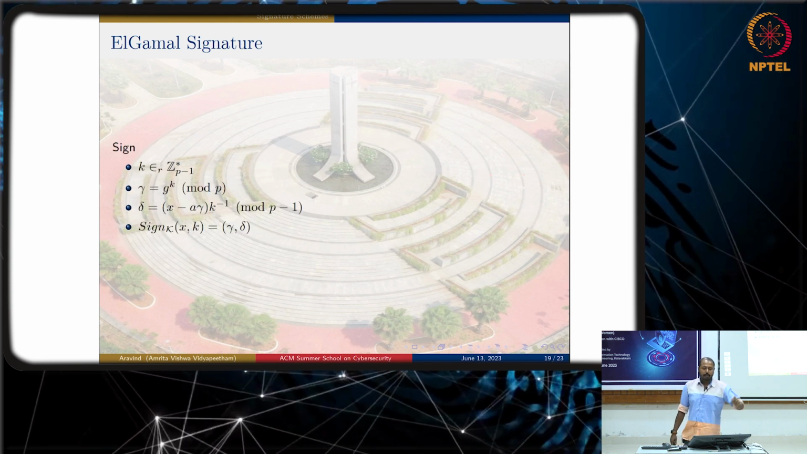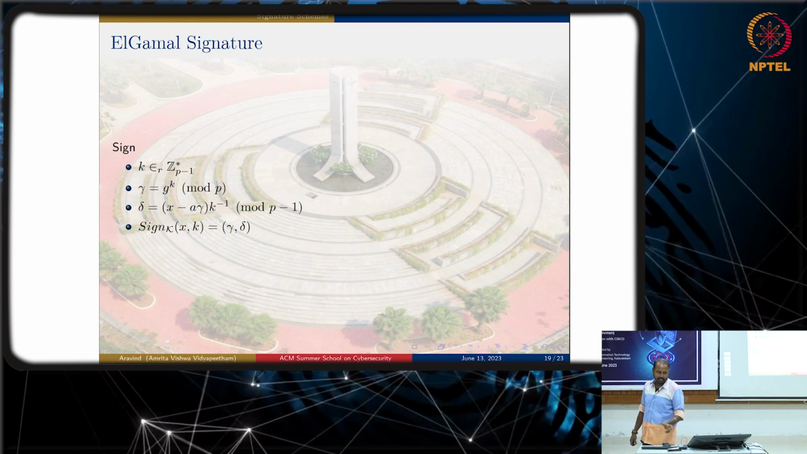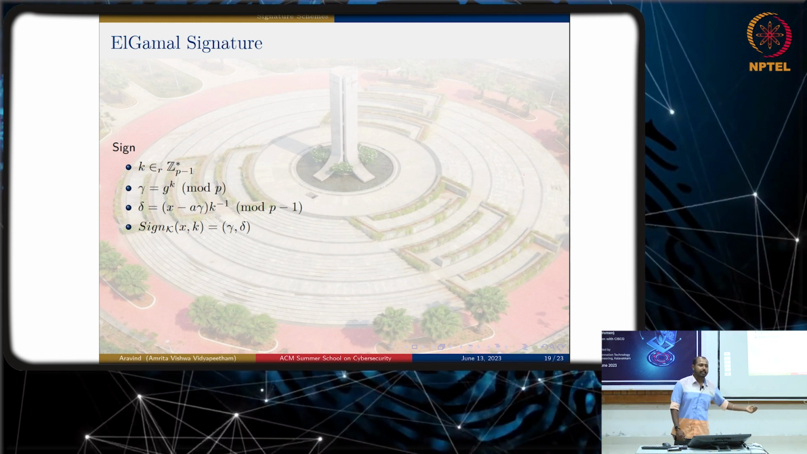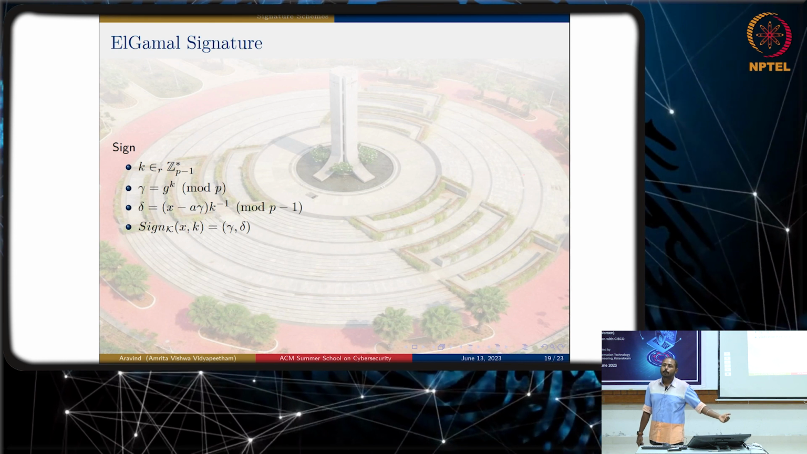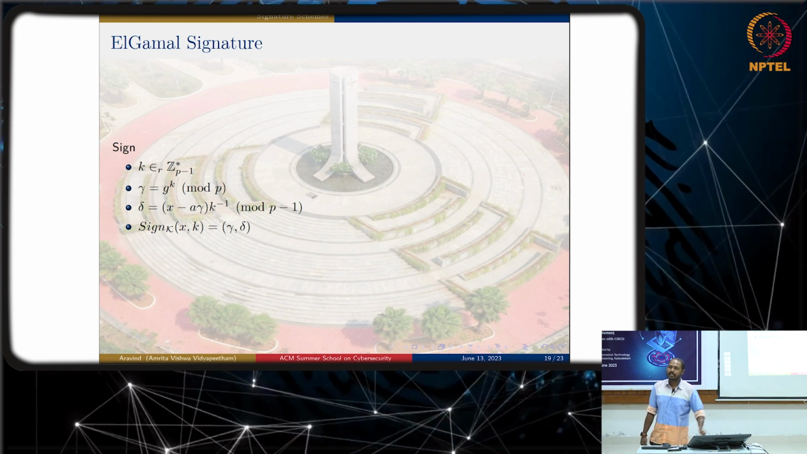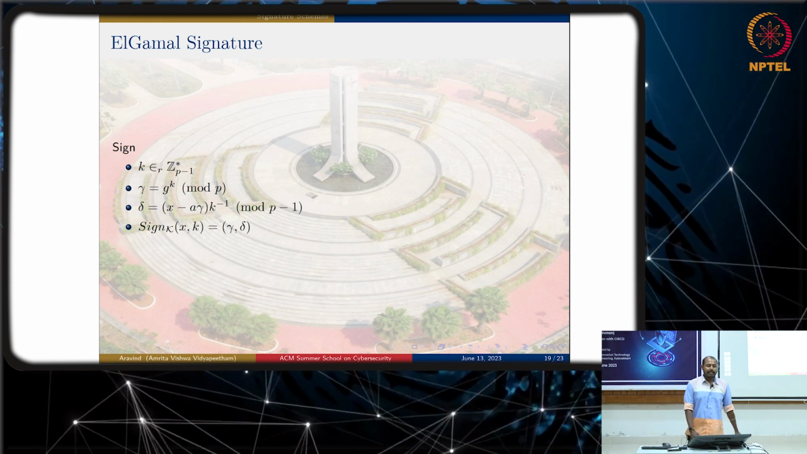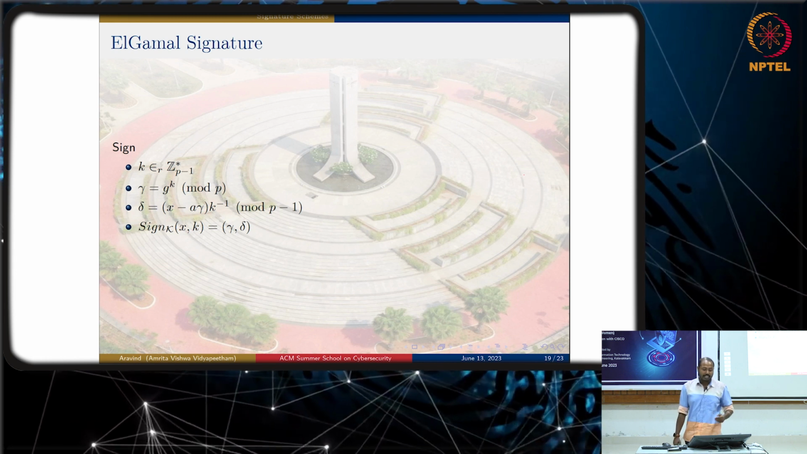So p, g, and beta will consist of my verification key, and a will be my signing key. So this is the ElGamal signature's key generation. For the ElGamal signature, we will be taking a random k from the set Z_{p-1}*.